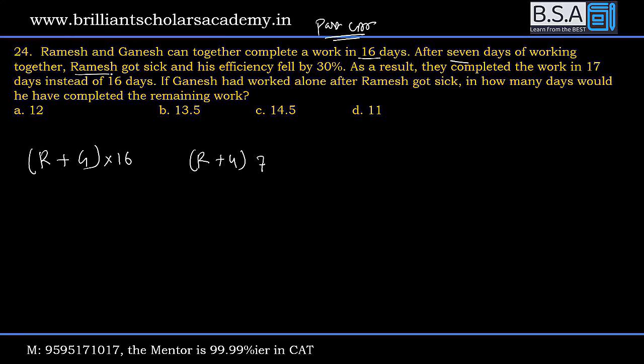Now Ramesh got sick and his efficiency fell by 30%. Something that falls by 30% becomes equal to 70% of itself. So the speed of Ramesh has become 70% of itself, 7 by 10 R. Nothing happened to Ganesh; his speed is G. Rather than 16 days, the work lasted for 17 days. 7 days are gone, so 10 days are needed here.